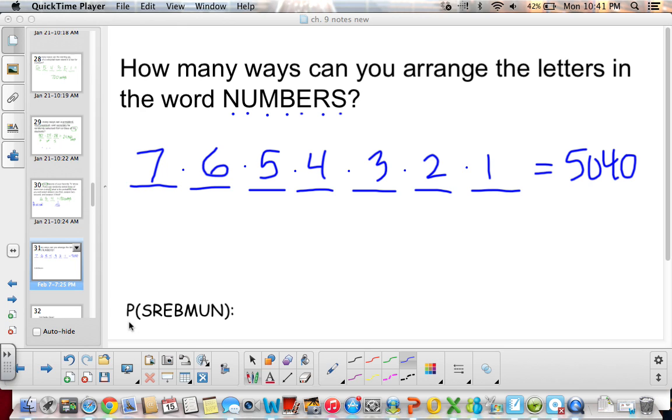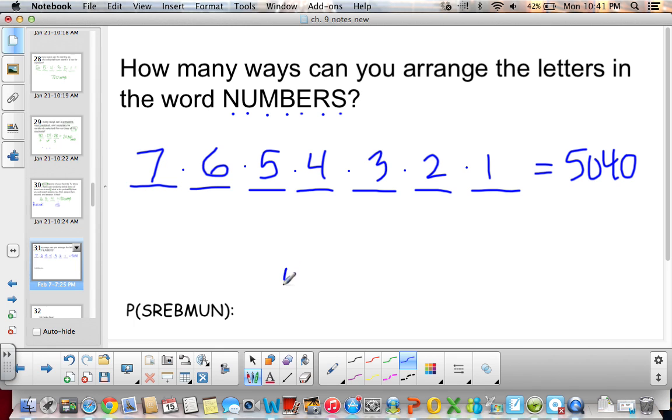What is the probability of picking an arrangement in this order, which I just put the letters backwards actually, SREBMUN, which we know is the only way that we can arrange the letters in this order. So the probability then of getting it in that order would be 1 out of 5,040.